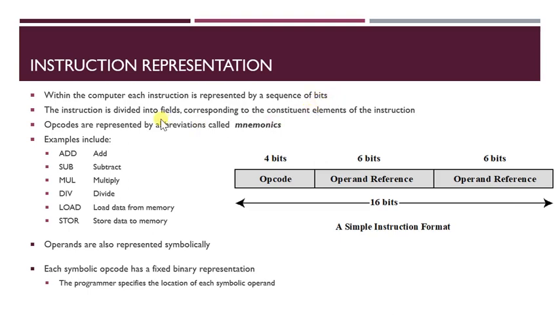The instruction is divided into several fields corresponding to the constituent elements of the instruction. This is the instruction format, which is divided into several fields. Opcodes are represented by abbreviations called mnemonics. For example, ADD is the mnemonic for the addition operation code, and SUB is the mnemonic for the subtract operation code, and others.